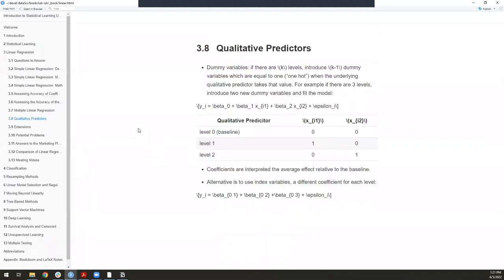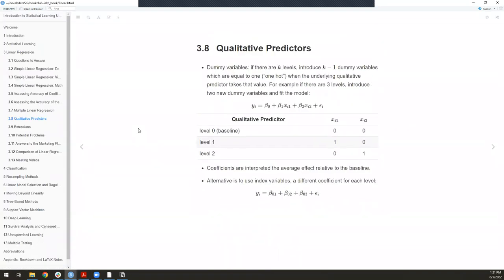Now, the next section is qualitative predictors. I didn't put much in the slides on this. It seemed pretty straightforward. They talk about this dummy variable technique where you have a qualitative predictor, sometimes called a factor, or categorical predictor. That's where the variable can take some number of values. Like they use an example of region, where it's east, west, and south, not north, just east, west, and south. Those are the three possible regions you could be from.